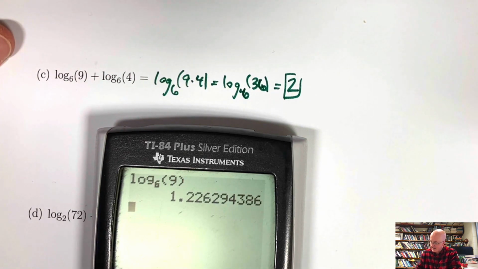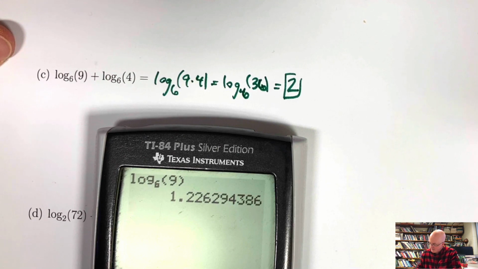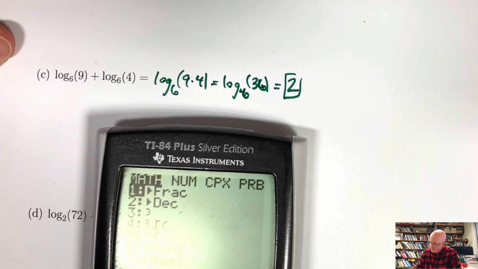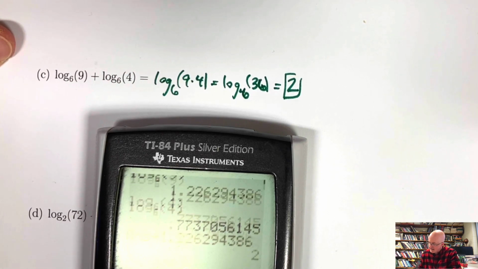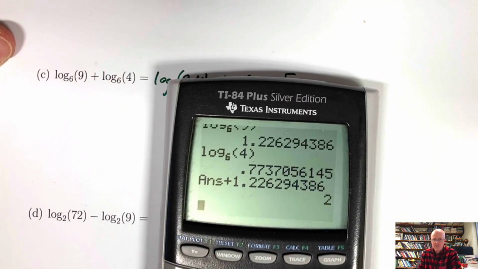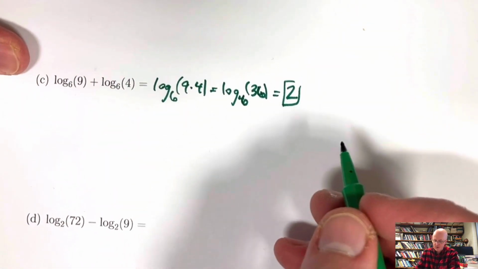Again, let's go back here. Log base 6 of 9 is 1.22629, and so on. What's log base 6 of 4? Log base 6 of 4 is 0.7737. What happens if I add those two numbers up, to some rounding error perhaps? I get 2. Okay, the calculator is giving me exactly 2. It is truly exactly 2 for this problem.